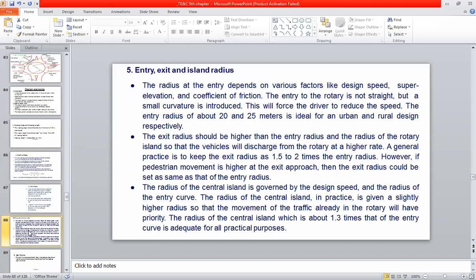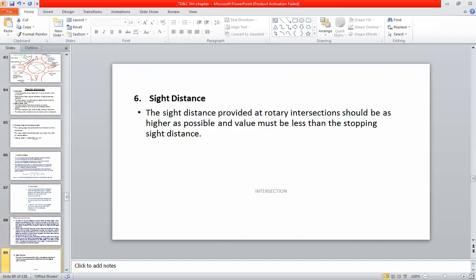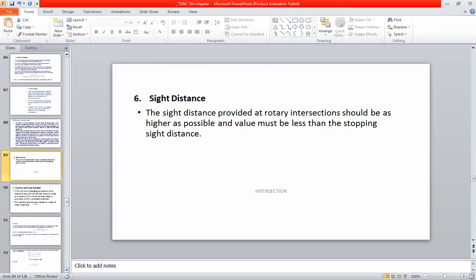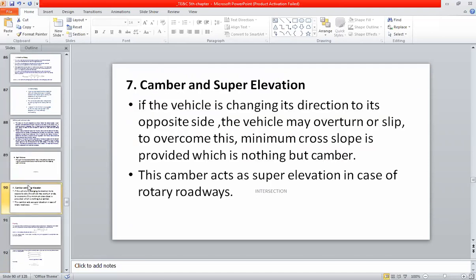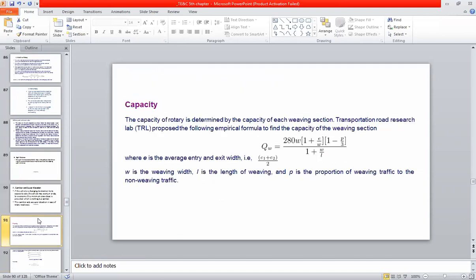Next, we discuss entry, exit, and island radius. Then side distance. Then camber and super elevation.